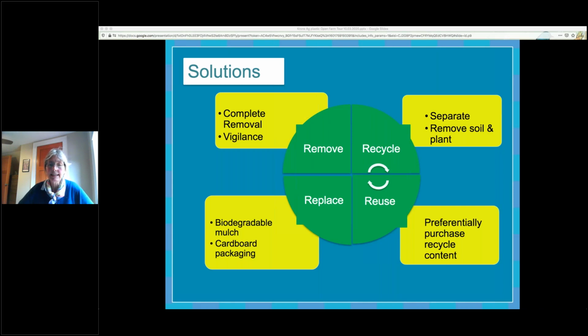Second of importance is recycling, being sure that we recycle as much plastic as we can.